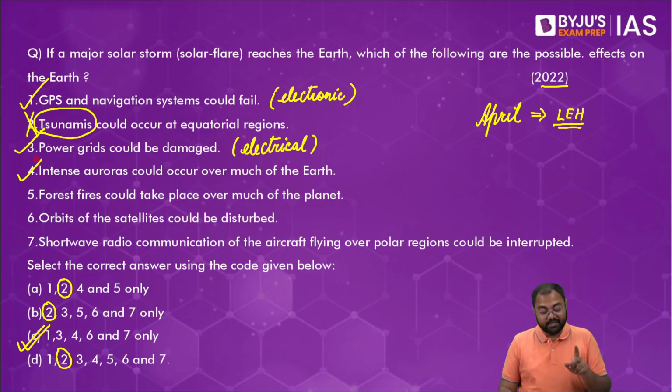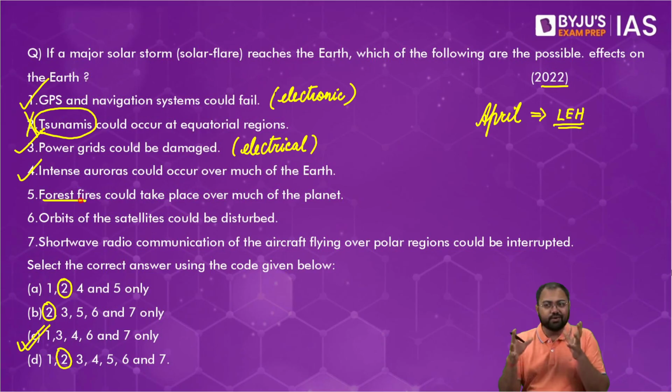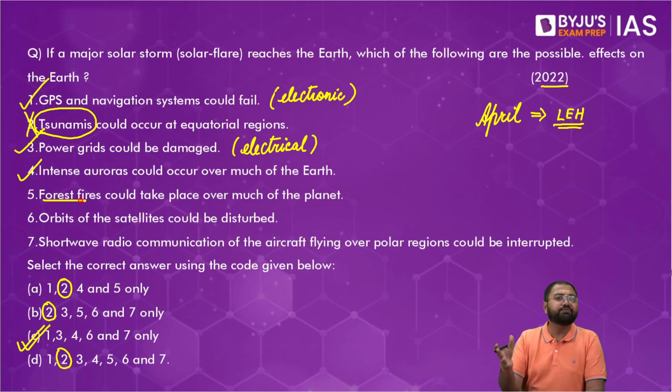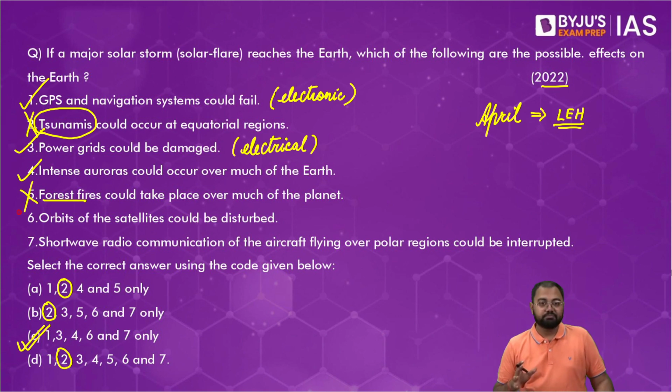Forest fires could take place over much of the planet. No. Forest fires means what? That there has to be a huge amount of heat. So these are not related to very high temperatures. Yes, solar flares can be related to heat particles, but they will not affect the earth. And even if they do, they'll first affect the poles and not much of the planet, right? And forget about forest fires. If such intense heat reached the earth, why would only forest fires occur? We'll all get roasted. Correct. So that's why this is wrong.